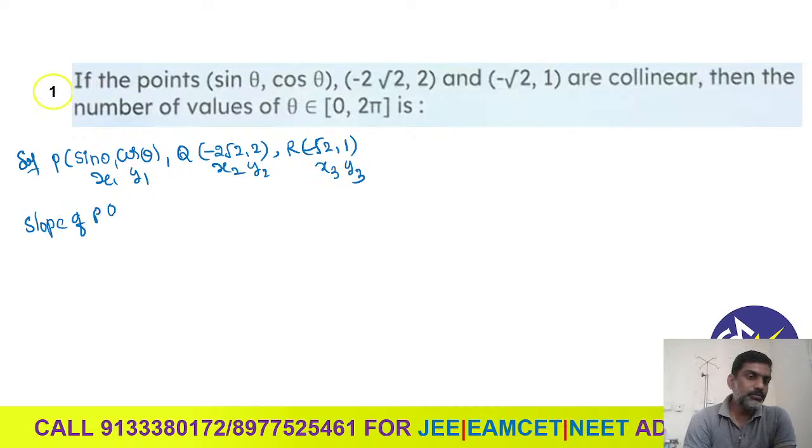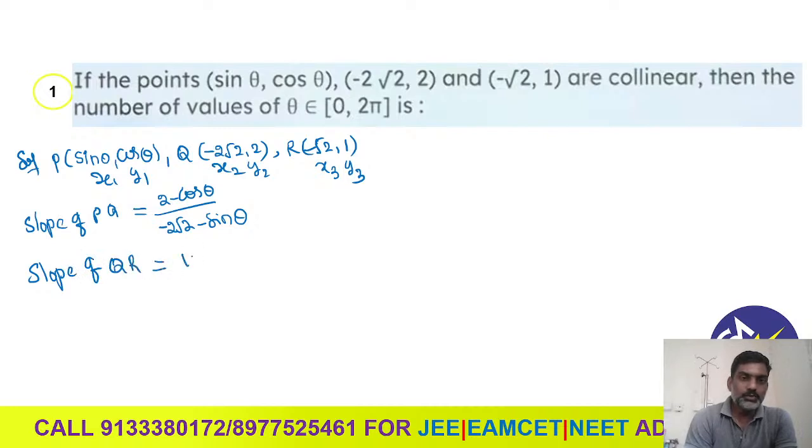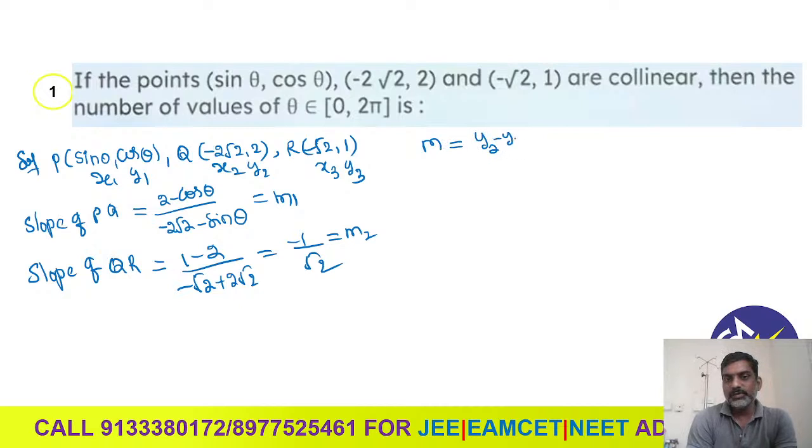Slope of PQ is equal to y2 minus y1 divided by x2 minus x1, which is 2 minus cos theta divided by minus 2 times root 2 minus sin theta. Next, slope of QR is 1 minus 2 divided by minus root 2 plus 2 root 2, so minus 1 divided by root 2. Let's take this as m1 and this as m2. What formula did we use here? y2 minus y1 divided by x2 minus x1. This slope formula we have used.